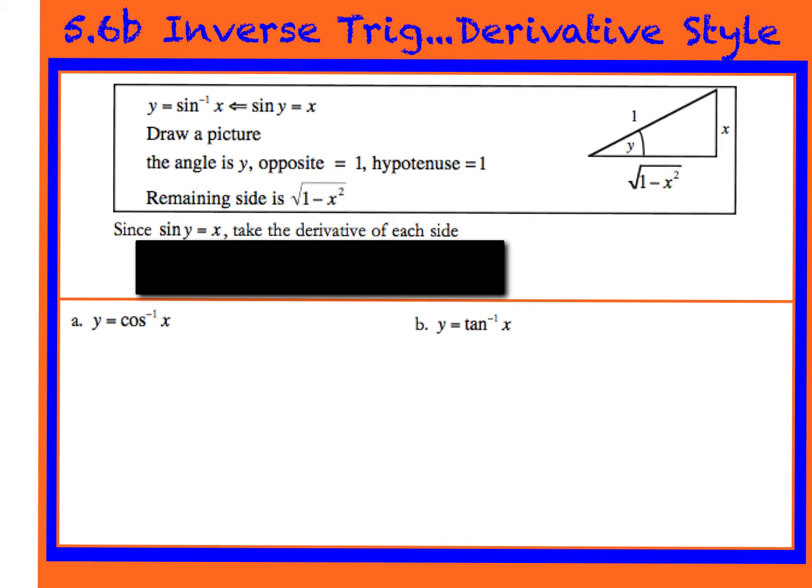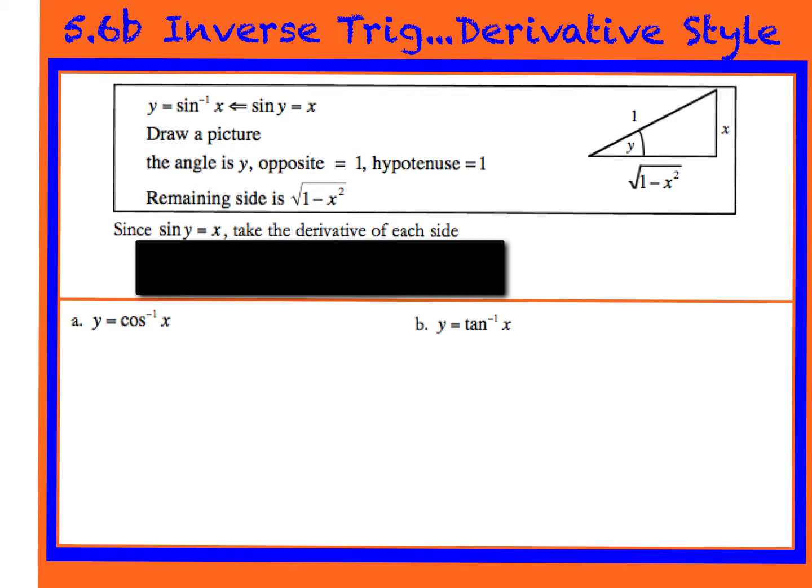So our picture here is y equals arc sine of x. Now, if we did this, how could I get to x? I sine both sides, right? It's the inverse operation. So if I sine both sides, now I have sine y is equal to x. Everybody agree with that? Yes. So now I have sine y equals x.